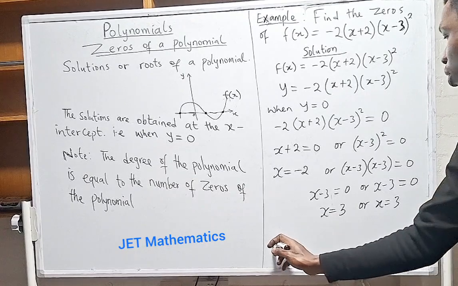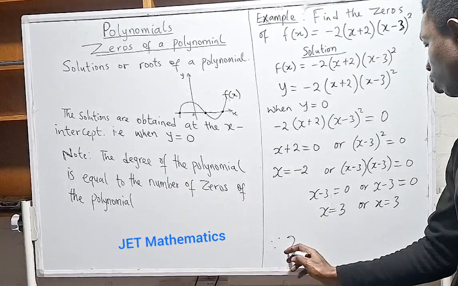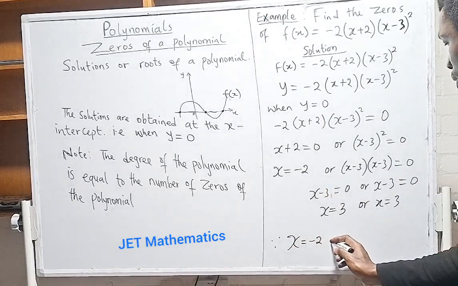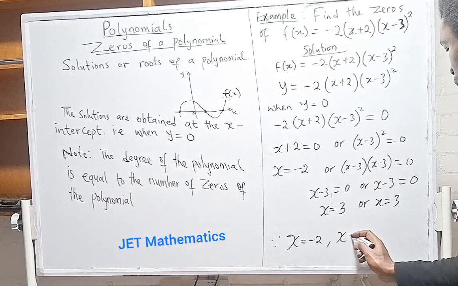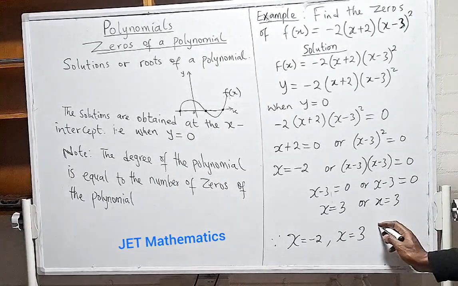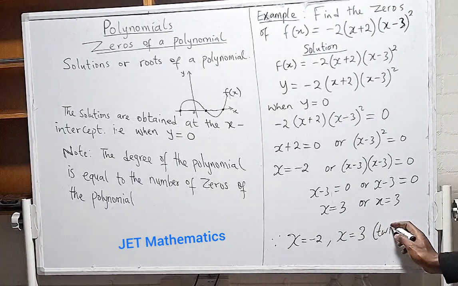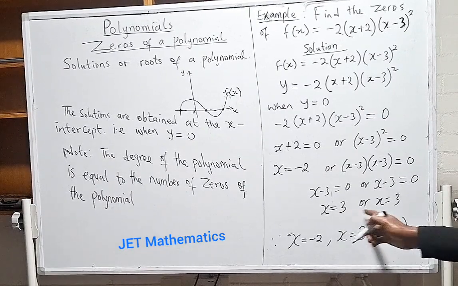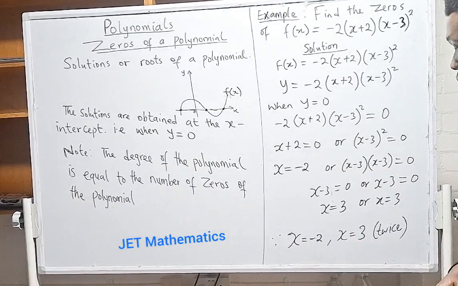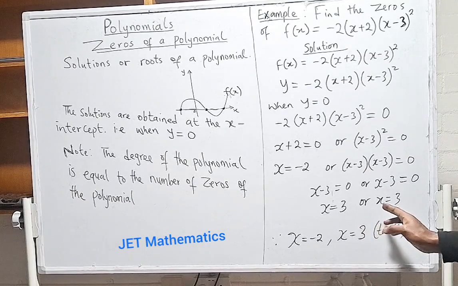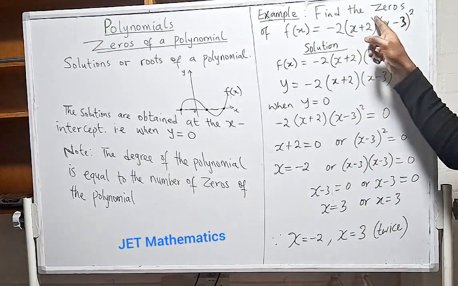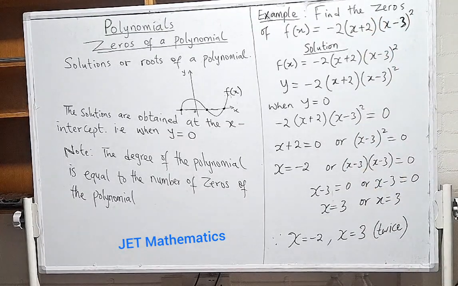So therefore the zeros are x equals minus 2 from here, and then x equals 3. But this happened twice, so there's a multiplicity of this root. Okay, it's happening twice. So you discover that we have 3 roots, 1, 2, 3, and the degree of this polynomial is 2 plus 1, which is 3.